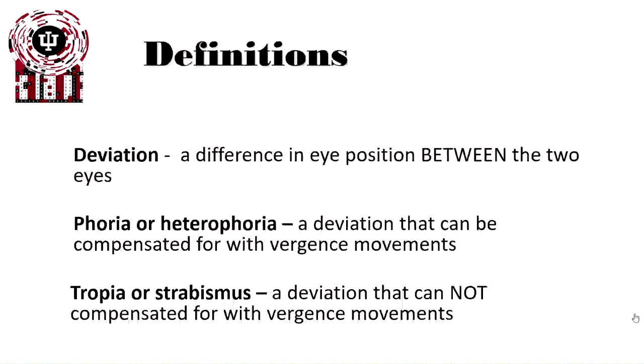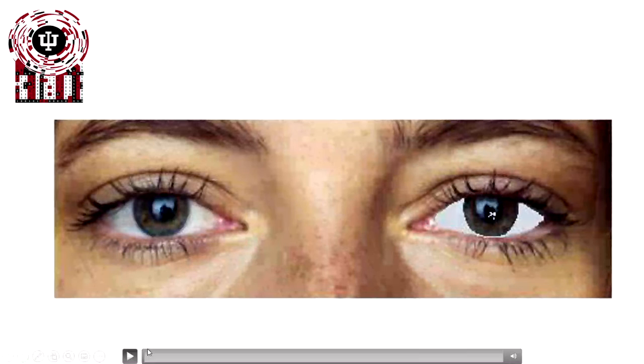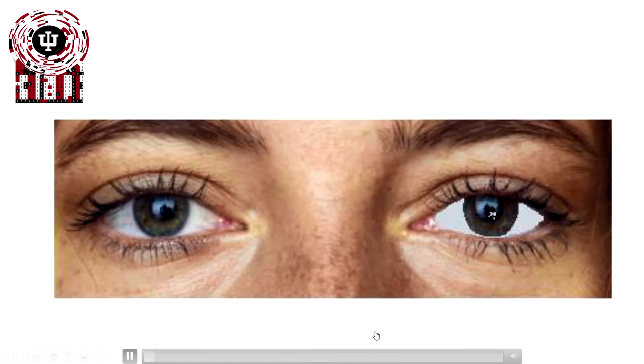Phorias or heterophorias are deviations that still can be compensated with vergence eye movements. Tropias or strabismus, on the other hand, are deviations that cannot be compensated with a vergence eye movement. Let's watch a video to get some more ideas on that.